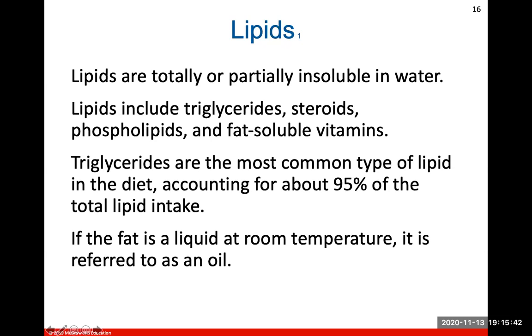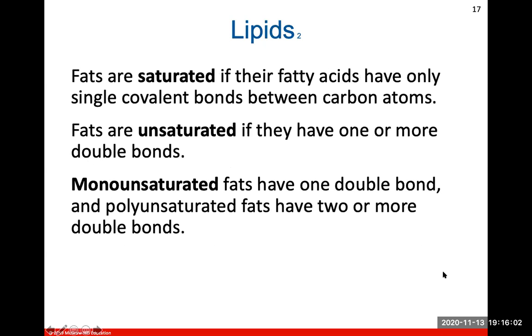Lipids then are totally or partially insoluble in water. They include triglycerides, steroids, phospholipids, and fat-soluble vitamins. Triglycerides are the most common type of lipid in your diet. They account for about 95% of the total lipid intake. And if the fat is a liquid at room temperature, it is referred to as an oil.